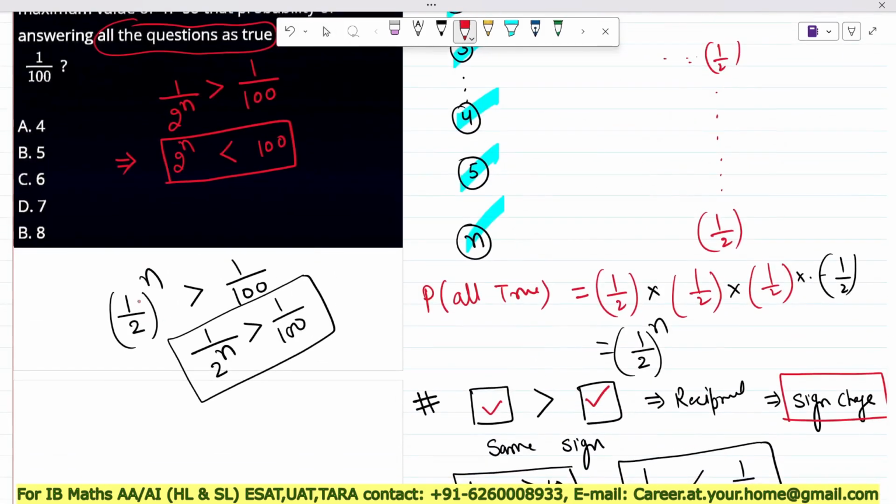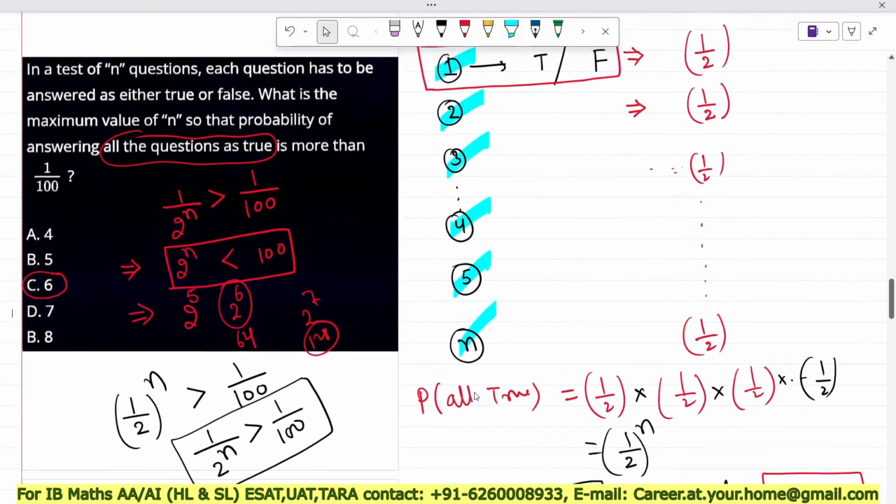So right now we know 1 over 2 raised to power n is positive, 1 upon 100 is positive, and if we are doing the reciprocal, it will get changed. And now you may solve by the hit and trial method. 2 raised to power 5 is how much? 2 raised to power 6 is 64, right? And 2 raised to power 7 is 128, which will not be true. So I can have a maximum of 6 questions. Have you understood it?